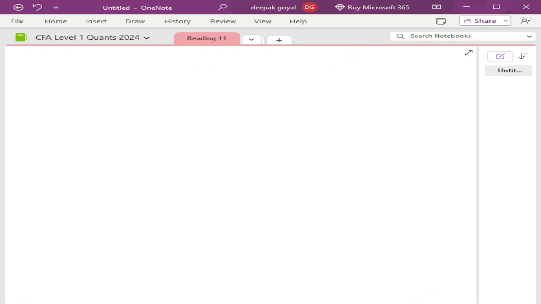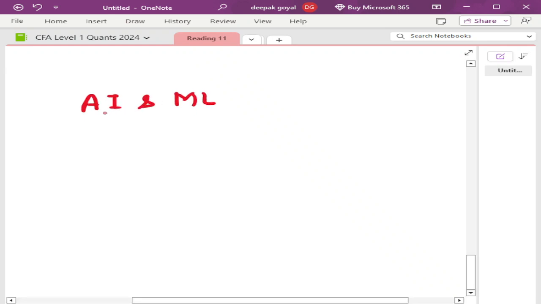Okay, so give the heading artificial intelligence and machine learning. I'll specifically call it AI and ML, artificial intelligence and machine learning. Clear? Now you can think of artificial intelligence as a robot that can do tasks normally just like the human brain, like it can understand human speech and make decisions.